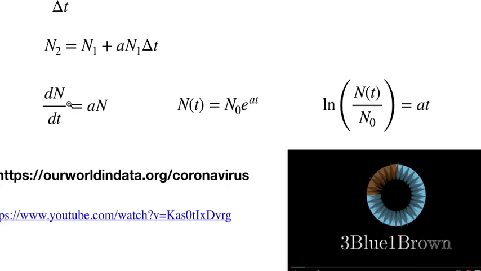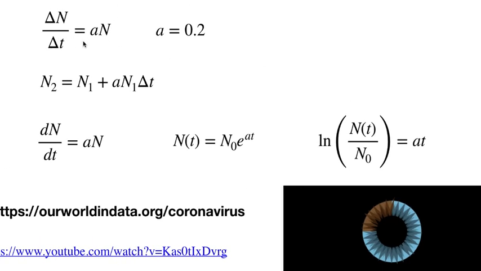So now, let's do this. What if we write this as a differential function? So now I take the limit as delta t goes to 0. Then I get a derivative of n with respect to t is equal to a times n. Now this is a differential equation. It's a little bit more difficult to solve.